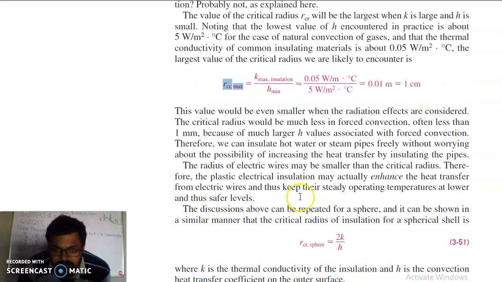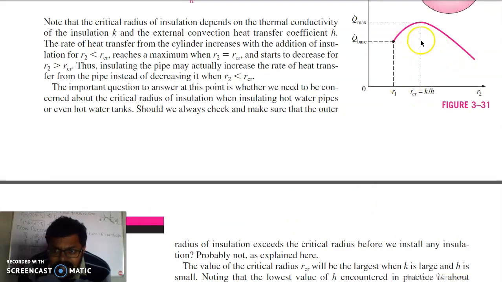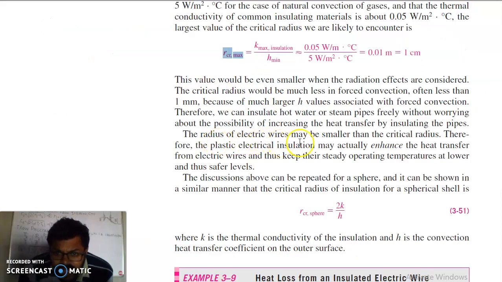But this concept is useful in the case of electrical wire. In the case of electrical wire, we want to increase the heat transfer by insulating the electrical wire with the material. The radius of electric wire may be smaller than the critical radius. Therefore, the plastic electrical insulation may actually enhance the heat transfer from electric wires and thus keep their steady operating temperature at a lower and thus safer level, because electrical wires are usually less than 1 centimeter.